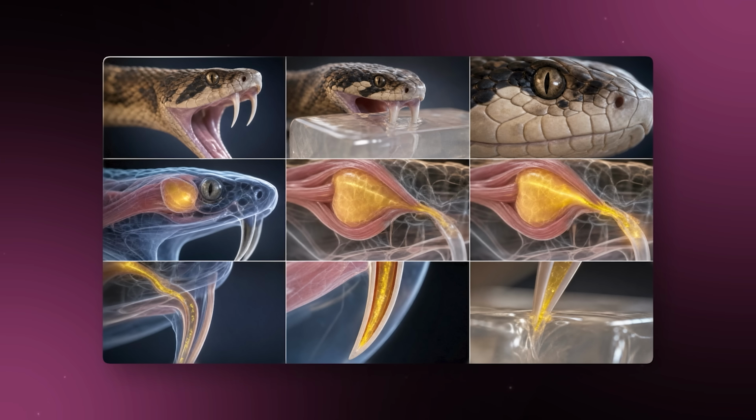Now we need our storyboard, and this time it's a lot more dramatic than the stickman version. I want 9 panels covering the full venom injection sequence. The prompt also specifies the 3D semi-realistic style to match our characters.